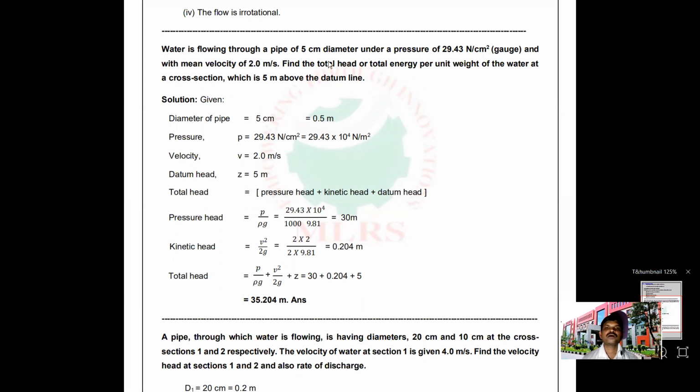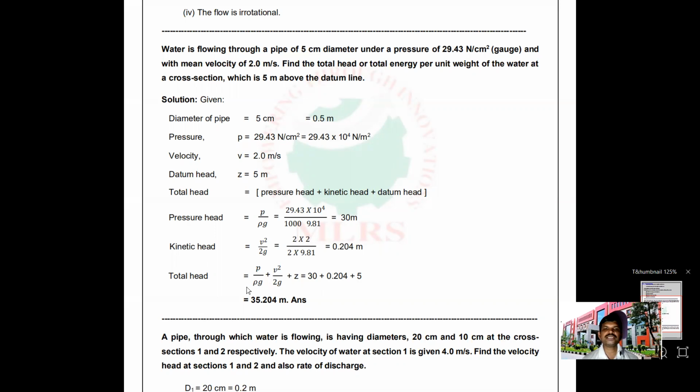Find the total head or total energy per unit weight of the water at a cross section, which is 5 meter above the datum line. So the pipe is located 5 meter above the datum line. So what they are asking: total head or total energy.